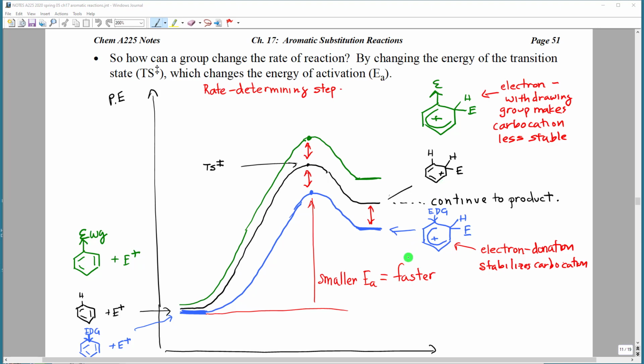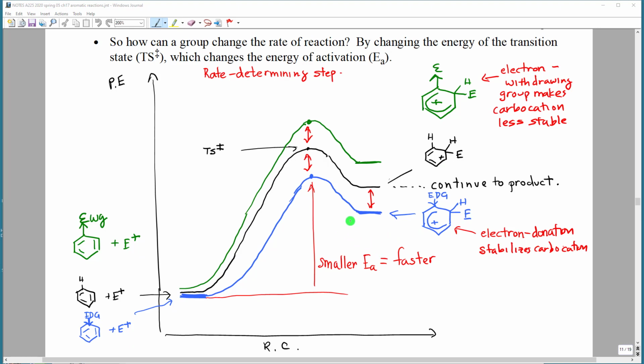If we look then at having an electron donating group attached, which I've written in blue, we would start with this reactant. It would start at essentially the same potential energy as benzene itself. It would come up over a transition state and come down to an intermediate that would look like this, where we would have the carbocation, but then a donating group attached onto that carbocation. As we discussed earlier, donating groups are going to stabilize the carbocation.